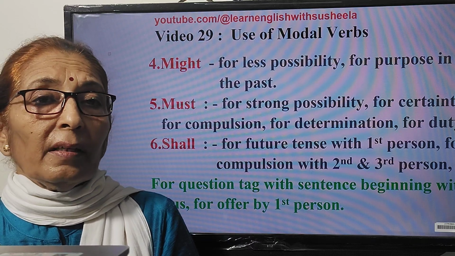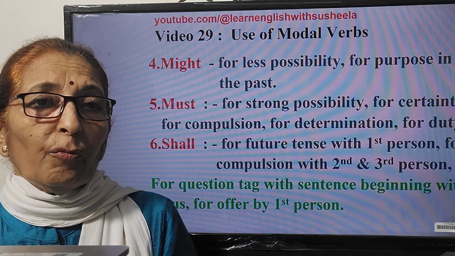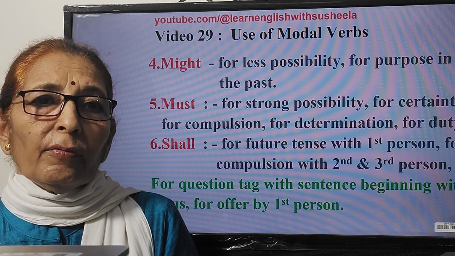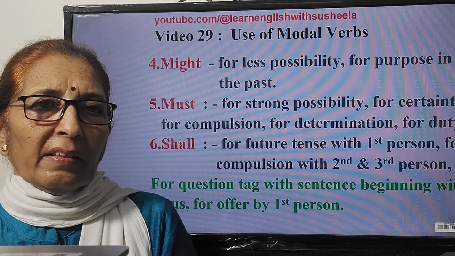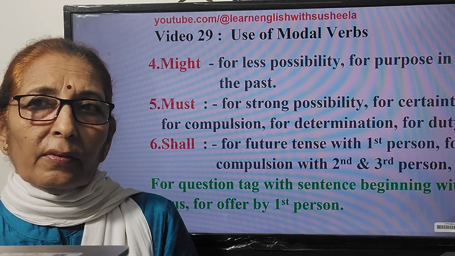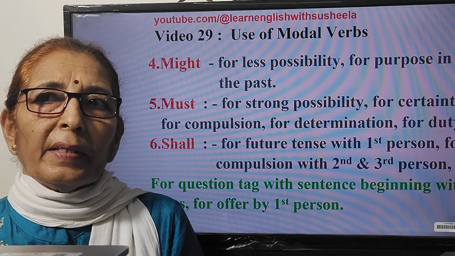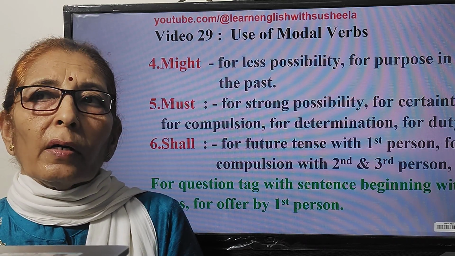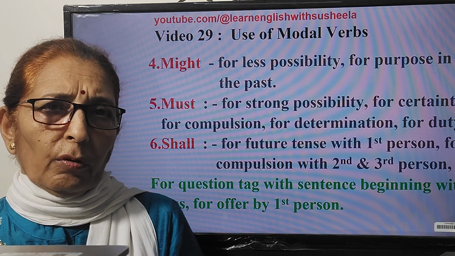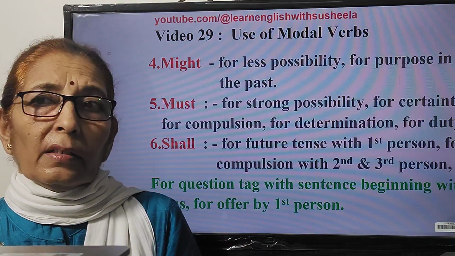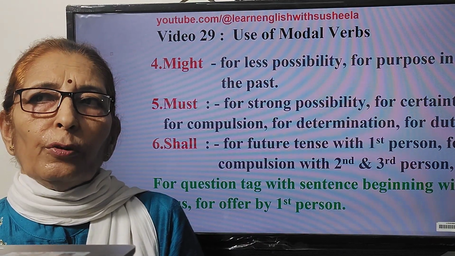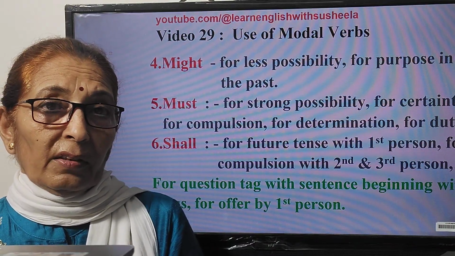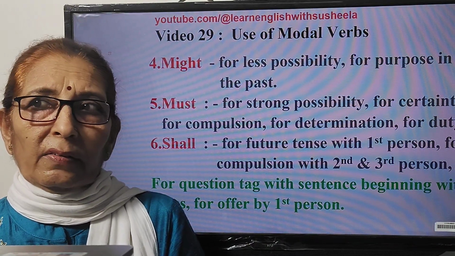For purpose in the past, just as we used may for purpose in present, for purpose in past we use might. He worked hard so that he might succeed. Fifth is must. Must is used for strong possibility. When strong possibility is there, in that case we use must. He must stand first in the class because strong possibility is there.